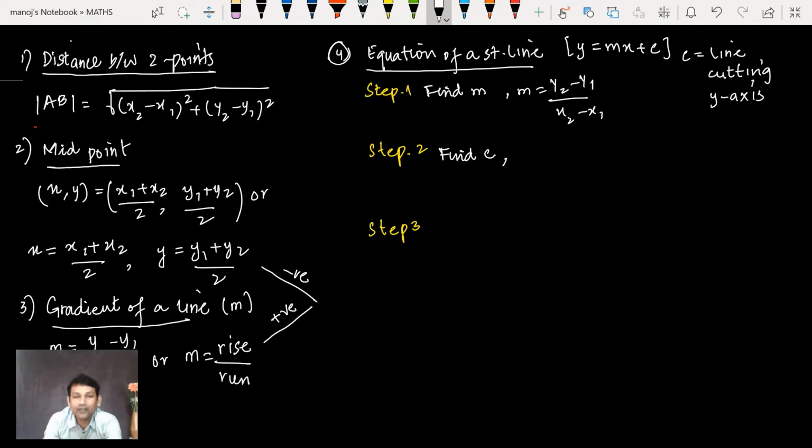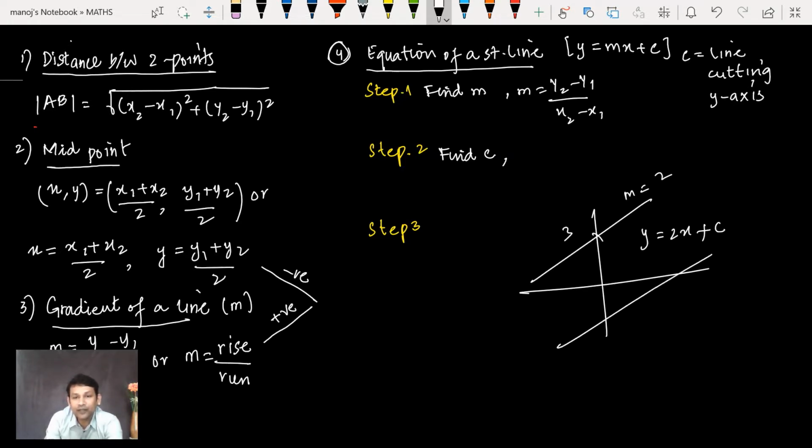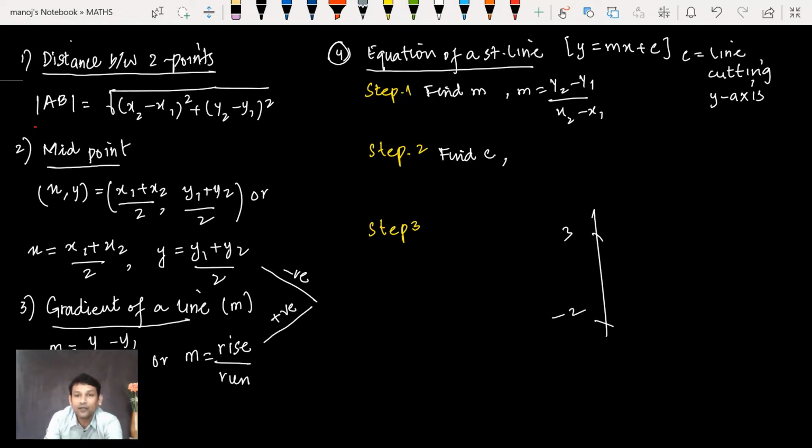So I will also give an example. Suppose here y is 3, and the gradient is suppose 2. So what's the equation now? mx plus c, m is 2, so 2x, and c is what? c is 3. Okay. Again here, this is suppose minus 2 and the gradient is again 2. So what's the equation? y is equal to 2x and c is minus 2. This is the way to find the equation. I mean, what is c actually? c is the y-intercept, where the line touches the y-axis. Okay.